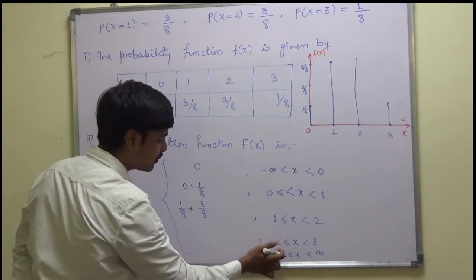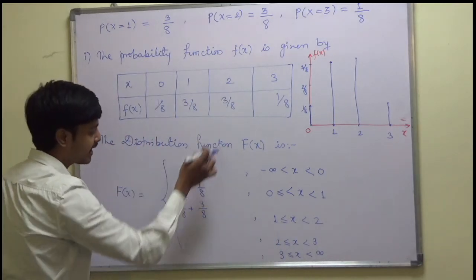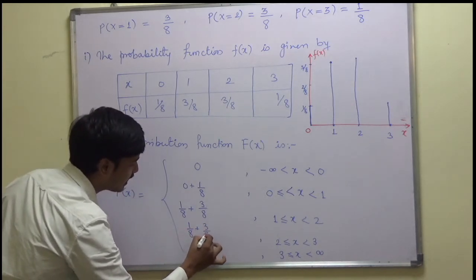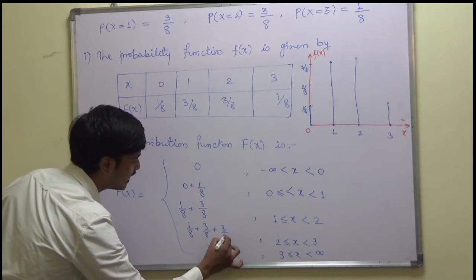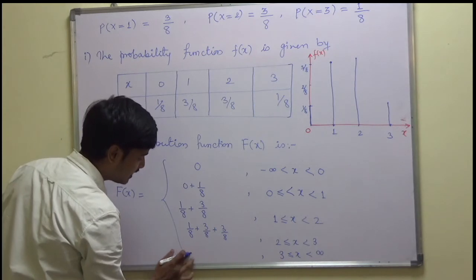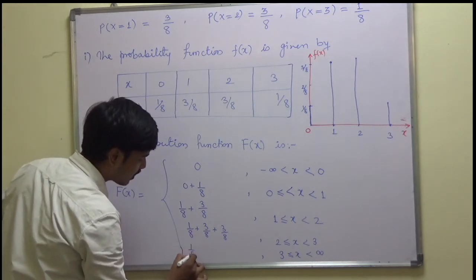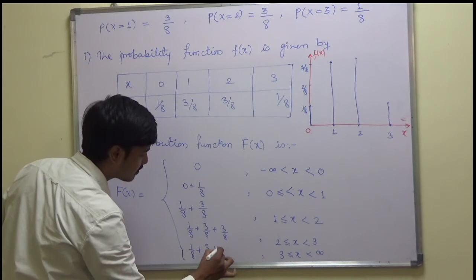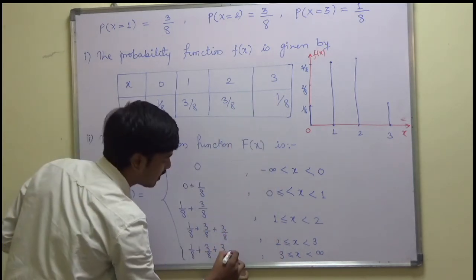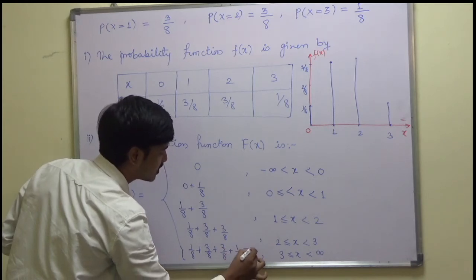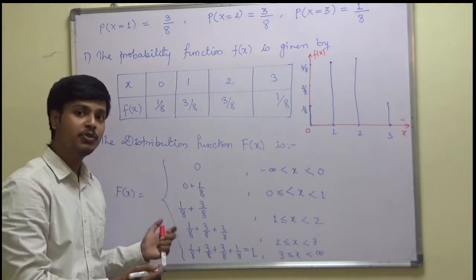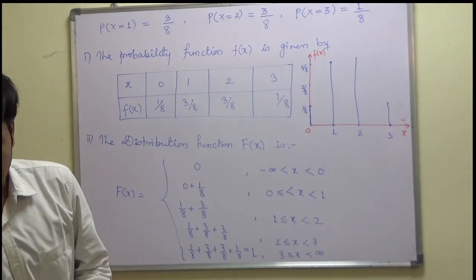Now for x equal to 2, we have the probability 3 by 8, so I have to write it as 1 by 8 plus 3 by 8 plus 3 by 8. And at last for x equal to 3, what is my probability? It is 1 by 8 plus 3 by 8 plus 3 by 8, which is the previous one, plus 1 by 8. When you sum up all these, you get 1. So this is nothing but the distribution function for the given random experiment.